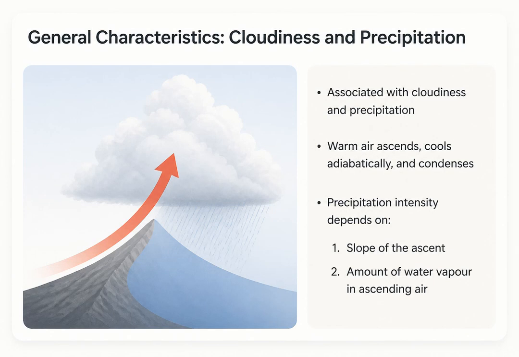Frontal activity is almost invariably associated with cloudiness and precipitation. This happens because the warmer, lighter air is forced to ascend. As this warm air rises, it cools down adiabatically. The moisture within it condenses, and this causes rainfall. The actual intensity of this precipitation depends on two main factors: how steep the slope of the ascent is, and the amount of water vapor present in that ascending warm air.